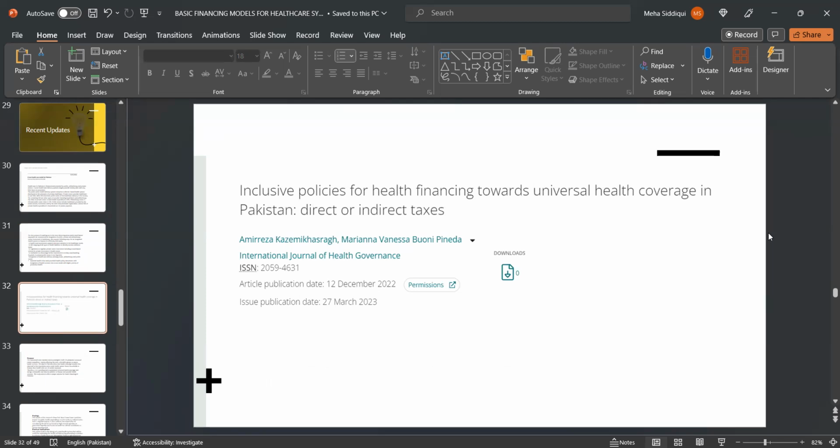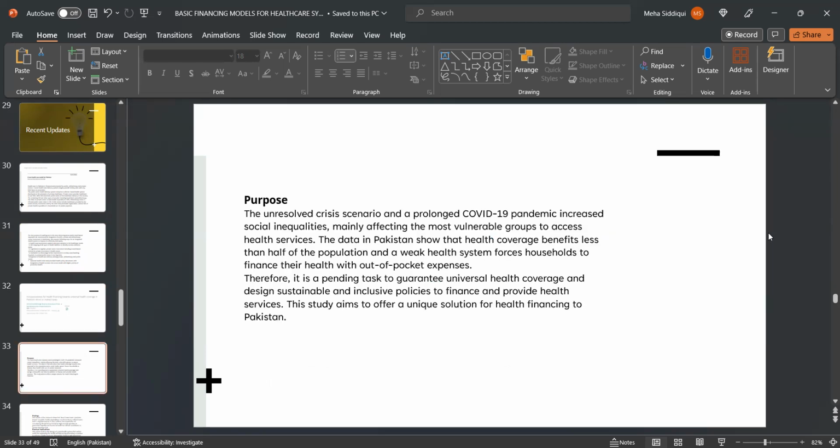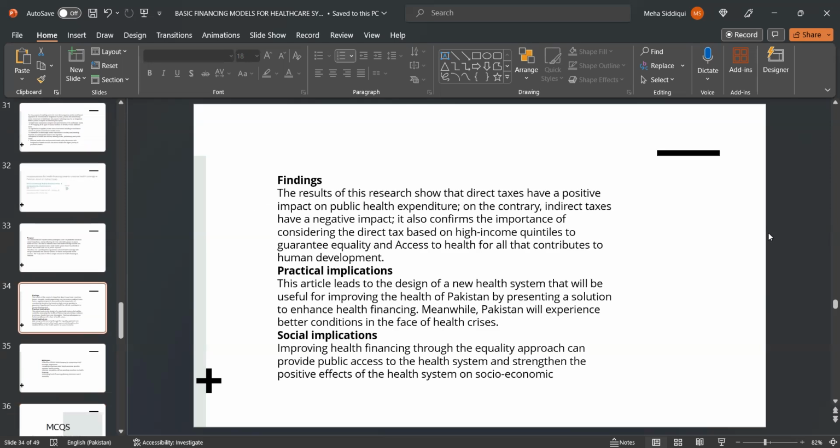Now, this is another article: Inclusive Policies for Health Financing towards Universal Health Coverage in Pakistan, Direct or Indirect Access. The purpose of this article is that the unresolved crisis scenario in the prolonged COVID-19 pandemic increased social inequalities, mainly affecting the most vulnerable groups to access health services. The data in Pakistan show that the health coverage benefits less than half of the population. A weak health system forces households to finance their health with out-of-pocket expenses. Therefore, it is a pending task to guarantee universal health coverage and design sustainable and inclusive policies to finance and provide health service. So the aim of the study is to offer a unique solution for health financing to Pakistan.